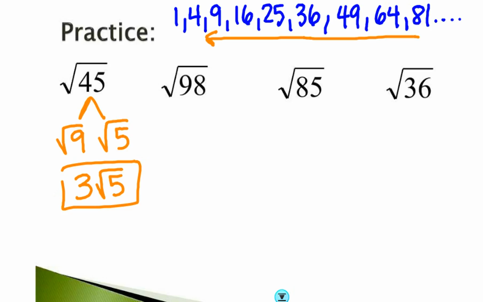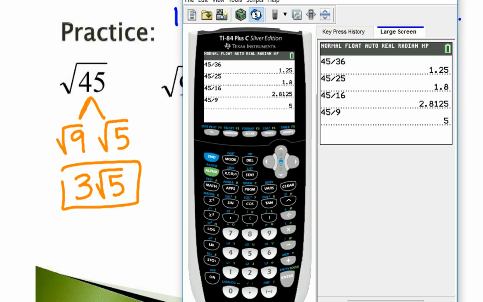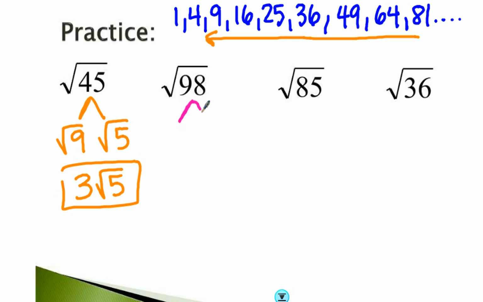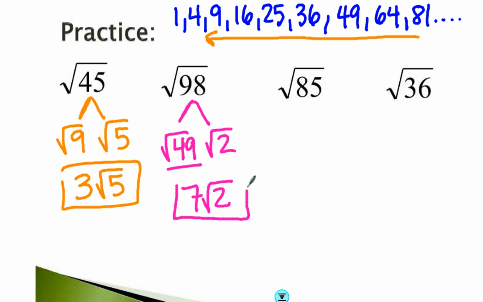All right, the square root of 98. I would work through the same process. I'm not sure what's going to fit into 98, so 98 divided by maybe 64. That's not going to work. What about 98 divided by 49? And there I see that it works, okay? So I'm going to factor these out to the square root of 49 times the square root of 2, but I know the square root of 49 is 7, so I'm left with 7 times the square root of 2, okay?